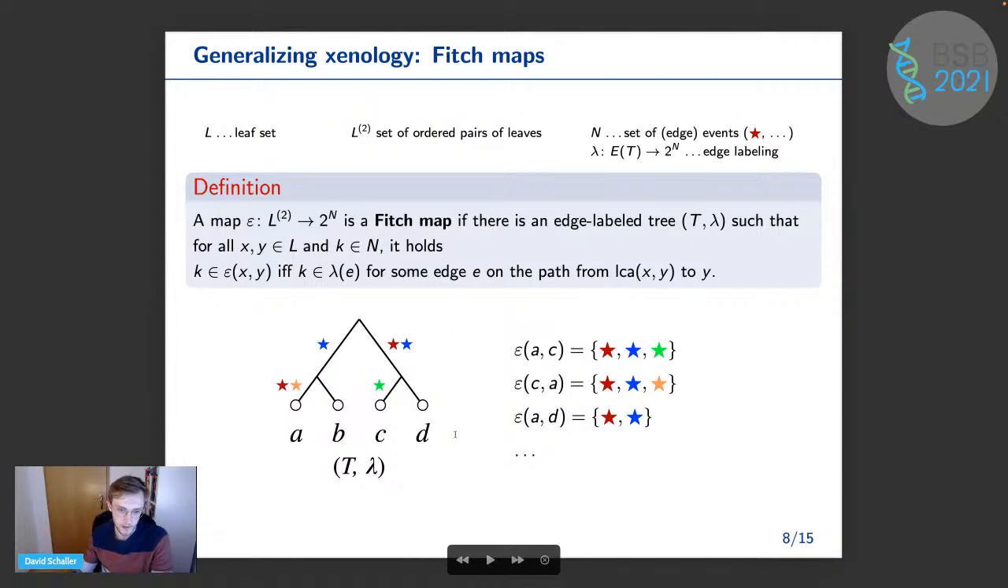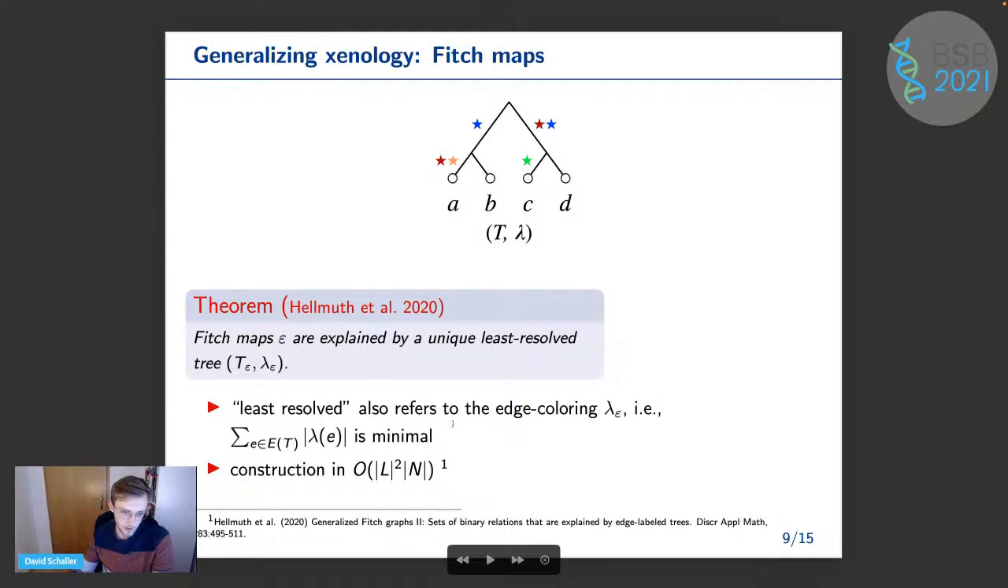So Fitch maps have been characterized by Hellmuth, Seemann, and Stadler, and I don't want to go into the details of the characterization. I only want to point out this result here, and that this says that, like symbolic ultrametrics, Fitch maps are also explained by unique least resolved trees, T epsilon, lambda epsilon. And here least resolved means that you cannot contract any edges, but you also cannot remove any of the assigned events. So more formally, the sum here, which is loosely speaking the number of stars, is minimal.